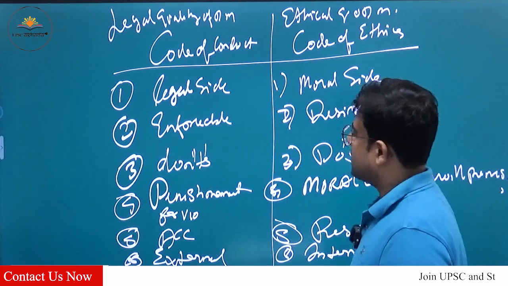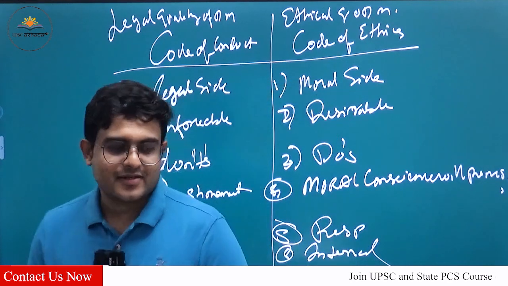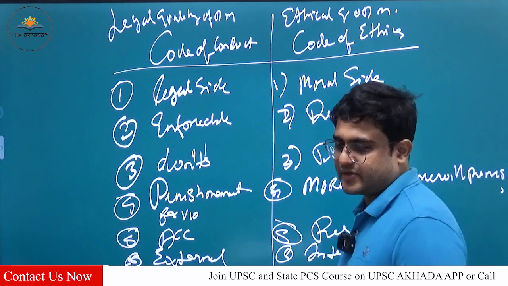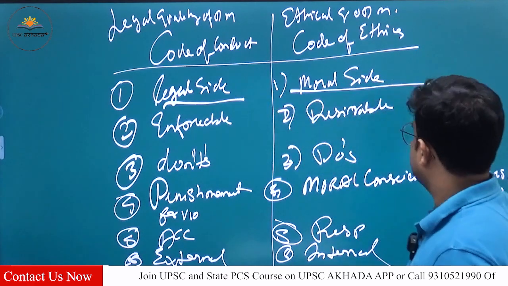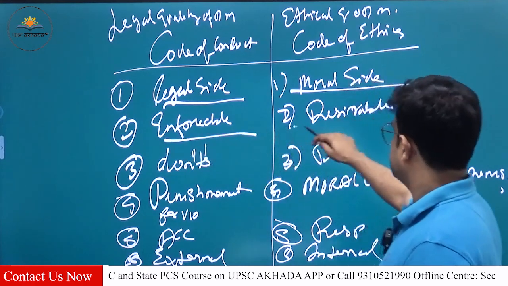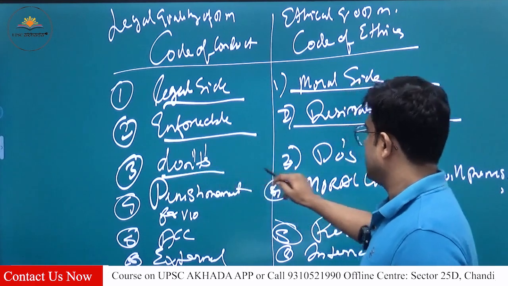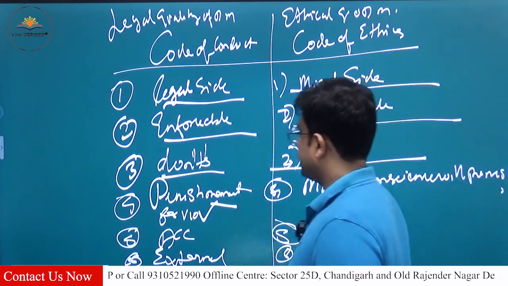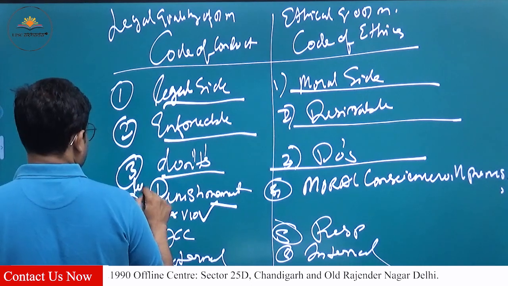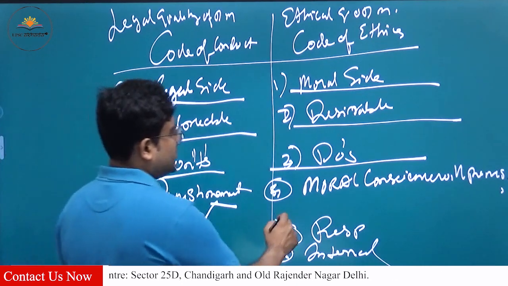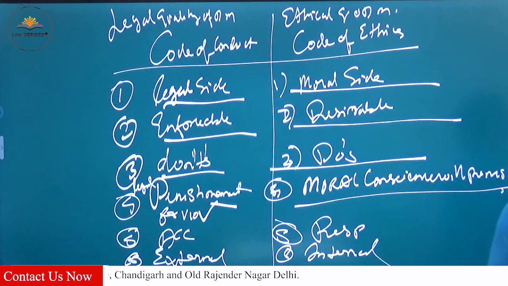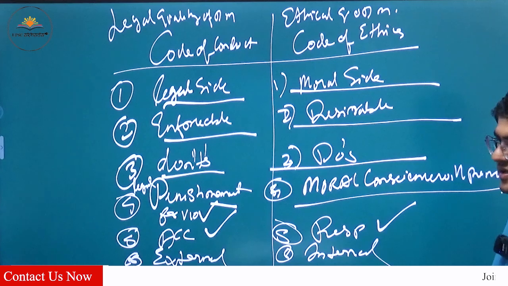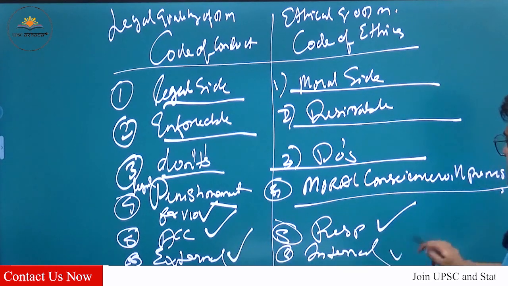To write down, this is important. Your favorite question of UPSC. Open past year papers, you will find a lot of questions on this code of conduct and code of ethics. Deals with the legal side. This deals with the moral side. Enforceable, desirable. Largely don'ts, do's. Legal punishment for violation. Punishment will come from moral conscience. This largely checks accountability. This deals with responsibility. This is external. This is internal.